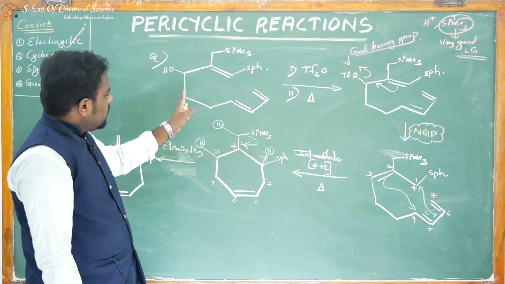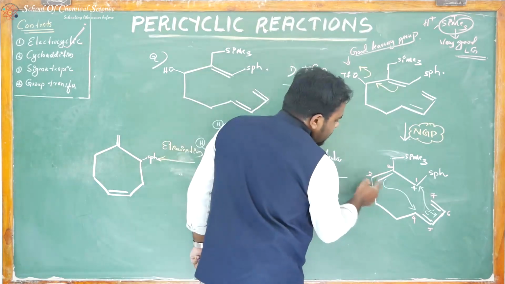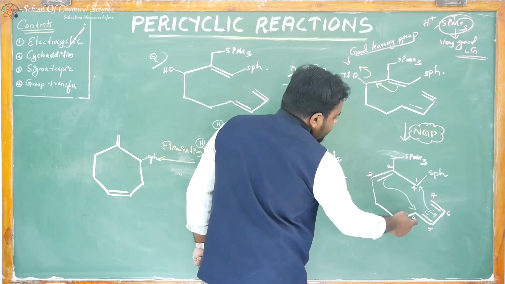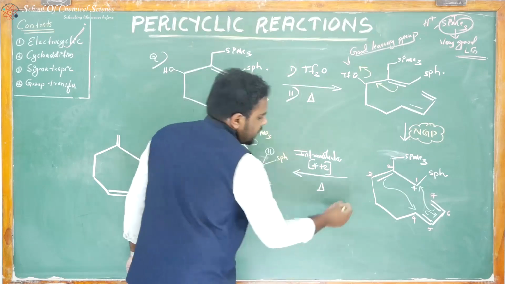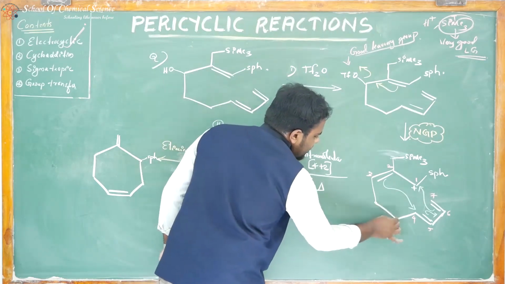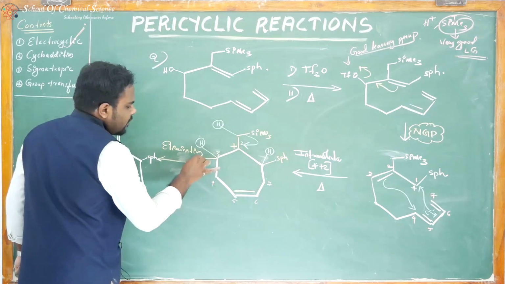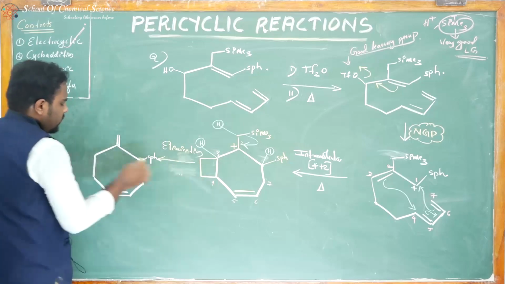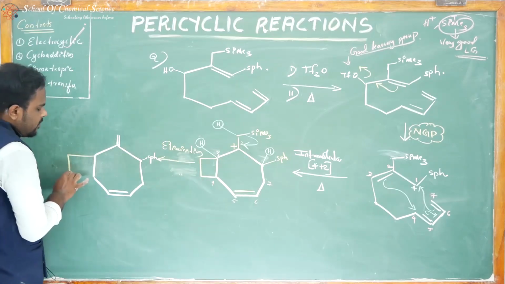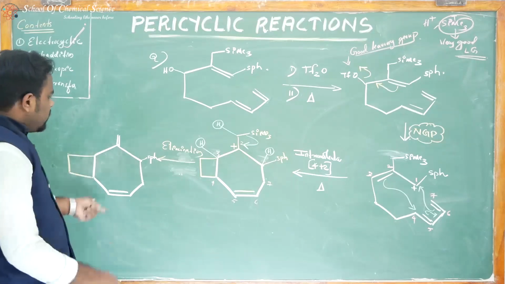Okay, one thing I forgot. Here between 3 and 4 a new bond is formed. Here 2 carbons are still remaining between 3 and 4. So between 3 and 4, 2 carbon atoms, a 4-membered ring, 2 carbons are there. So this will be your final product.